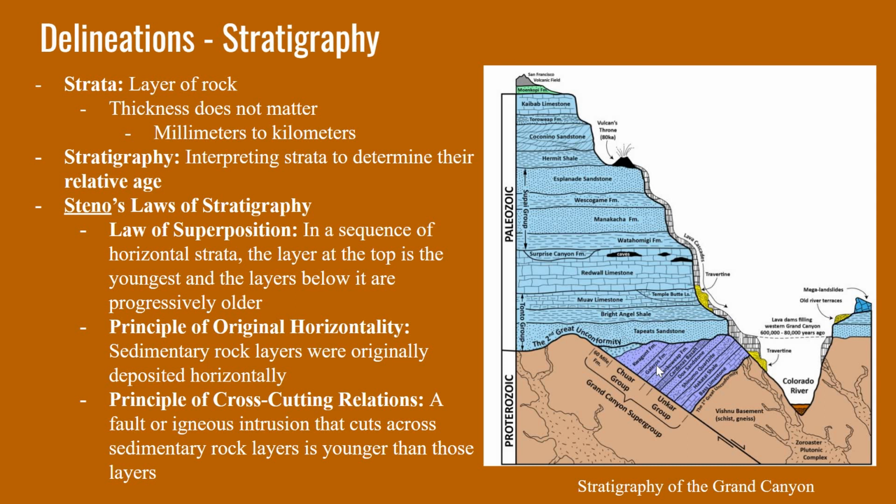The last one here is the principle of cross-cutting relations. That principle states that if you have a feature like a fault or an igneous intrusion, whatever rock it is cutting through must be older than the fault or the igneous intrusion. That's simply because you can't have a fault cutting through something that hasn't been formed yet. So in this case, the igneous intrusion here, the plutonic complex, would be younger than the brown colored rock in the diagram.